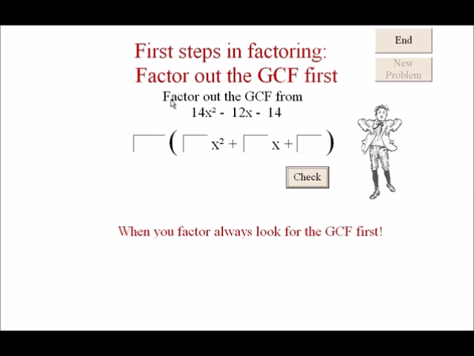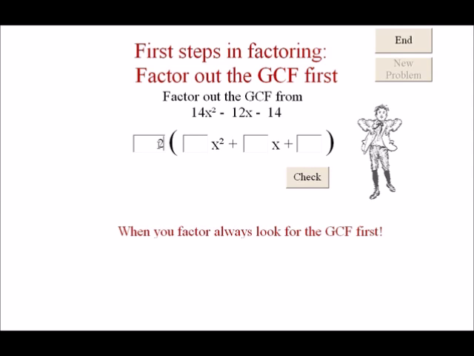Now what we want to do is factor out the GCF. So this is going to require inspection. I'm looking at 14, 12, and 14. And I want to see what is the highest number that can divide into all three of those numbers. Well, I can see they're all even, so they're all divisible by 2. This would be divisible by 4, but the 14s wouldn't. This would be divisible by 3, but the 14s wouldn't. So it looks like 2 is the greatest common factor.